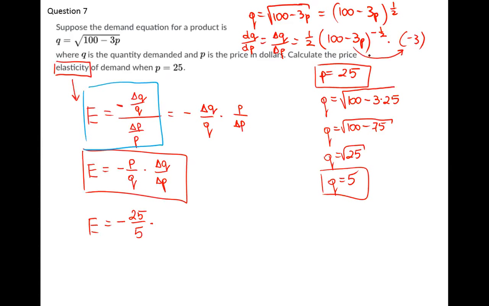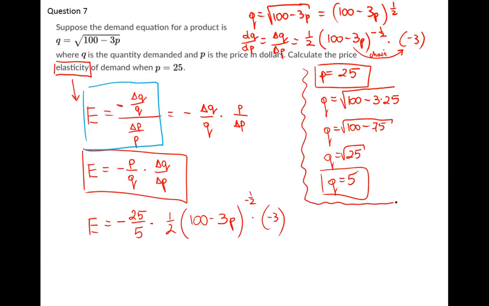I use the chain rule. Yes, we remember, even if we're doing some application, we still have to know how to find the derivative of this function. Half the whole quantity to the power of negative half times negative 3. 1/2 (100 minus 3p) to the negative half times negative 3. Okay, and that's the quantity that we have to compute.